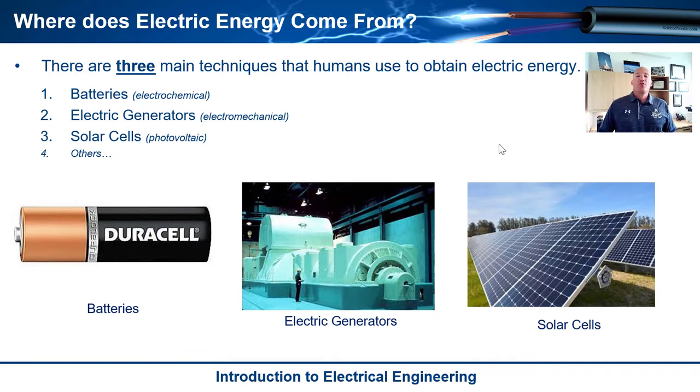And it turns out that there are three primary sources that we use for electric energy in society. And those are the battery, electric generators, and solar cells. And these make up the vast majority of the sources of electric energy that is in use today. So in this video, I'm going to talk about specifically the battery.